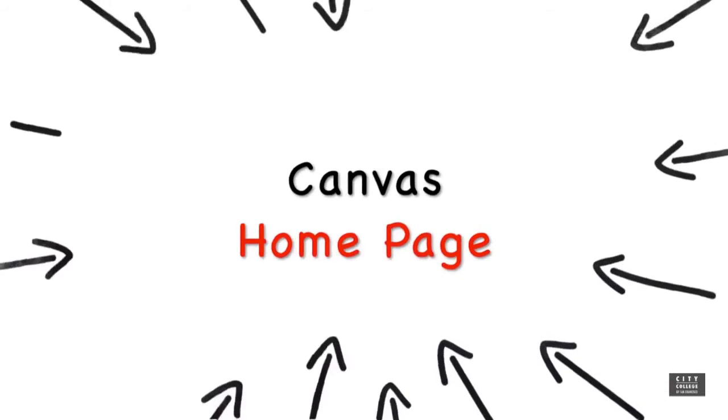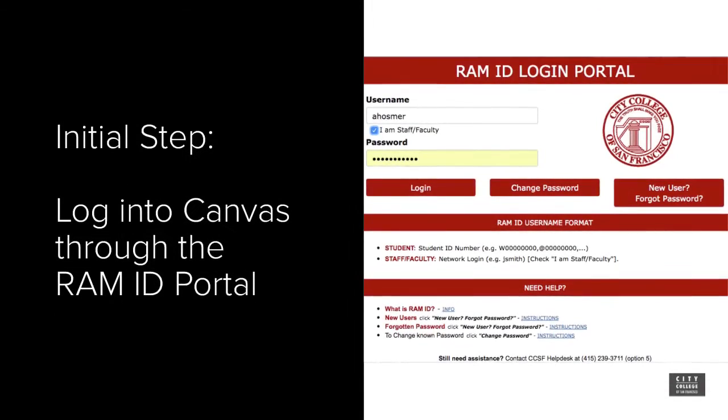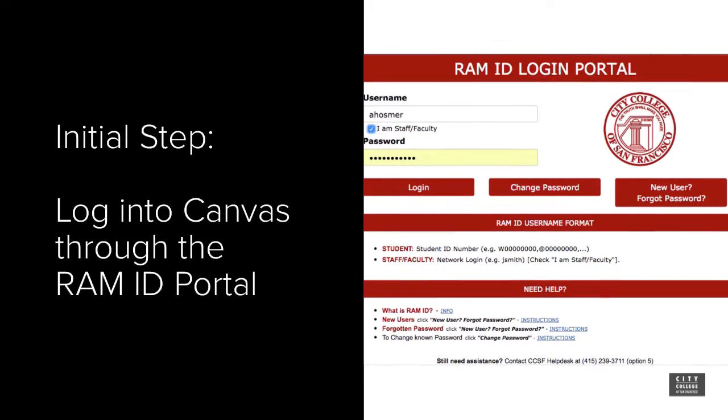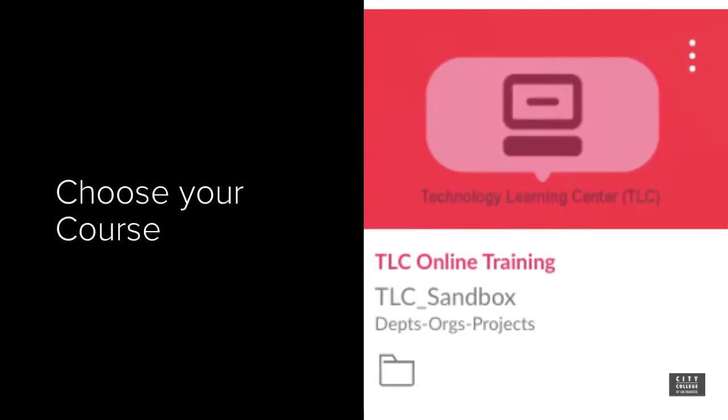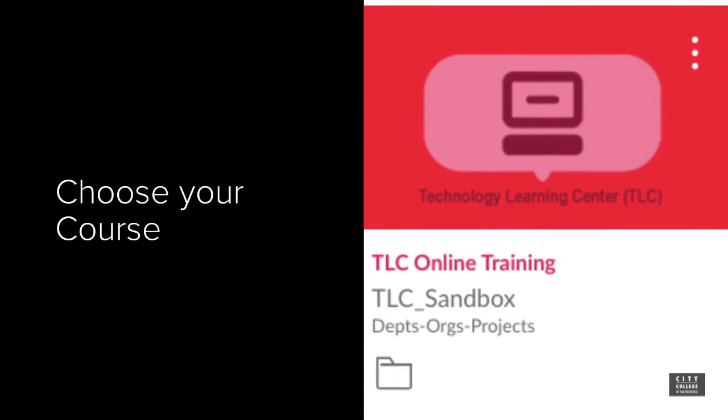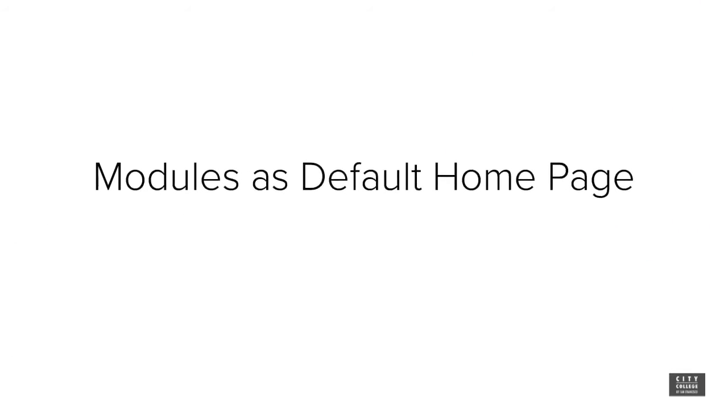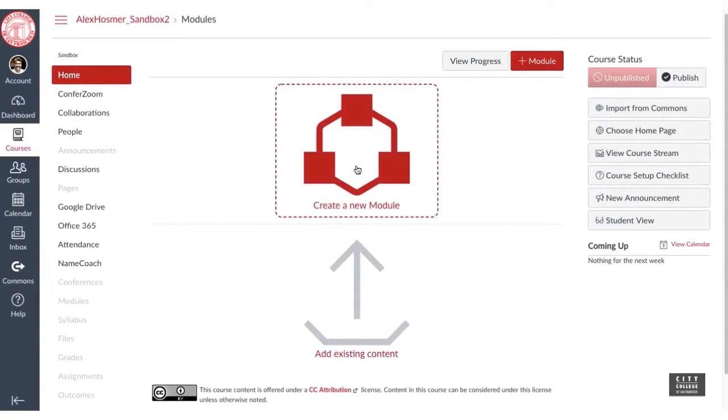A home page in Canvas. Log into Canvas through the RamID portal. Choose your course. If this is the first time in your course, Modules is the default home page. Click Create a new module.